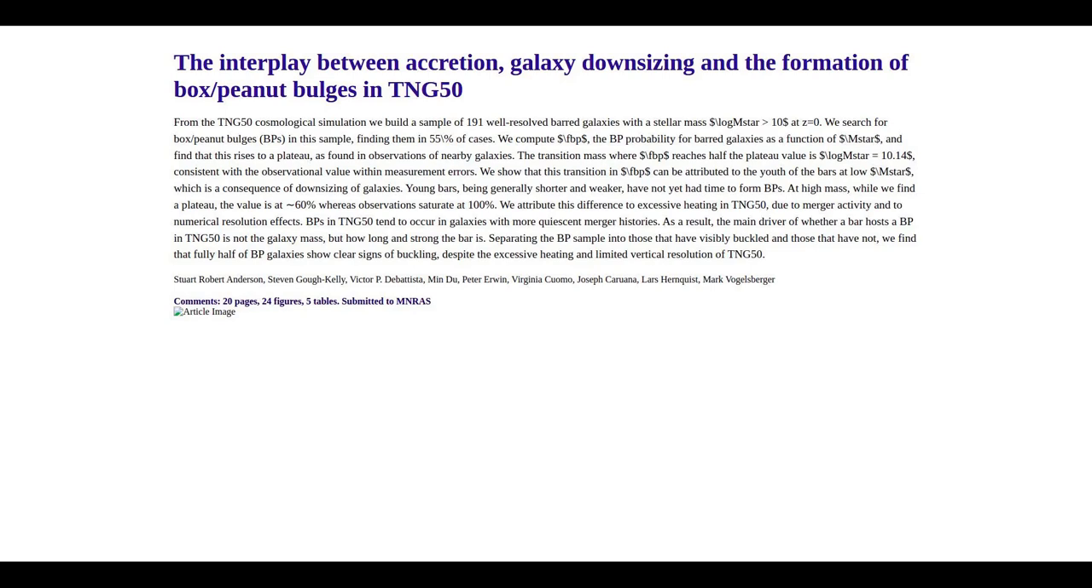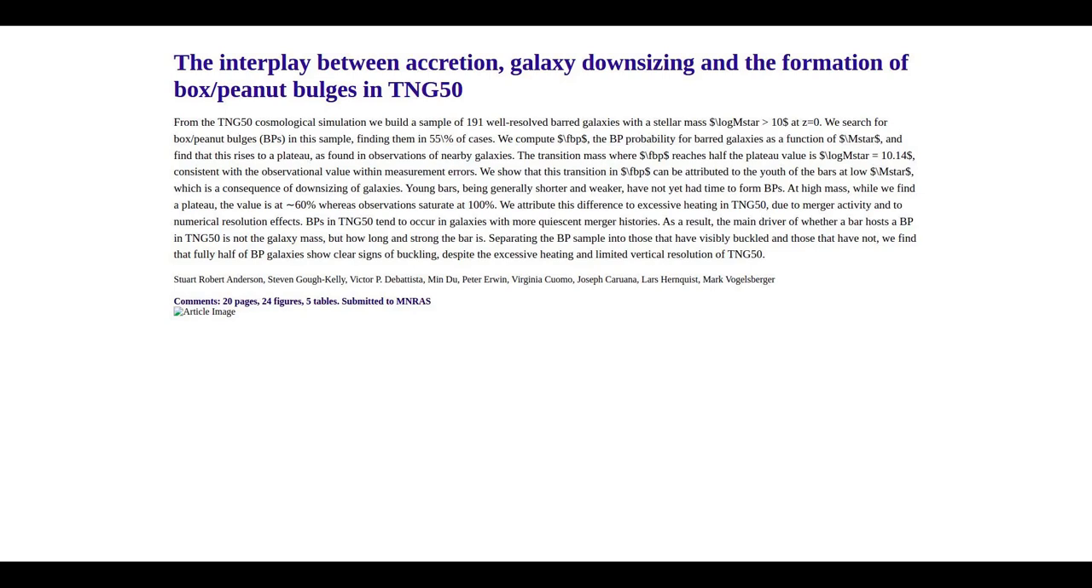Young bars, being generally shorter and weaker, have not yet had time to form BPs. At high mass, while we find a plateau, the value is at 60%, whereas observations saturate at 100%. We attribute this difference to excessive heating in TNG50 due to merger activity and to numerical resolution effects. BPs in TNG50 tend to occur in galaxies with more quiescent merger histories. As a result, the main driver of whether a bar hosts a BP in TNG50 is not the galaxy mass, but how long and strong the bar is.